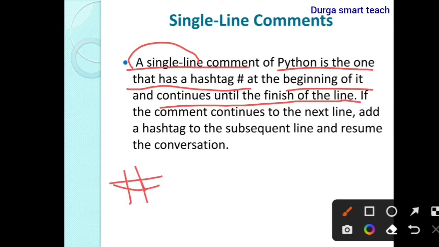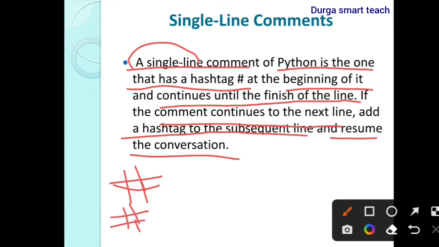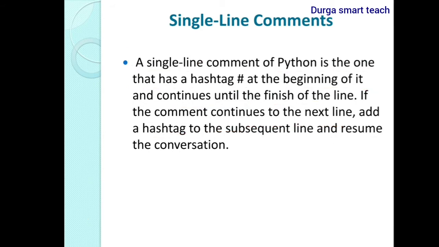Okay, next, if the comment continues to the next line, then add one more hashtag to the subsequent line and resume the conversation. So if it involves more than one line, then you need to include one more hash. Okay, so this is one single line comment and this is one more single line comment. So you can add any number of hashtags to include single line comments. Single line comments are used to give information in a single line in Python programming.